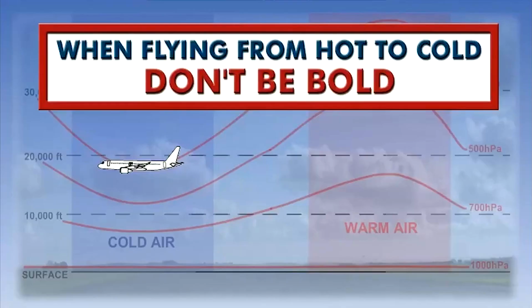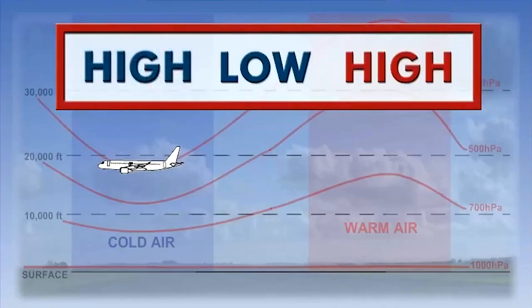There's a saying which is used to remind pilots of this potential problem. When flying from hot to cold, don't be bold, or even more dramatically, cold kills. We can further adapt this to be high, low, high. Flying from high temperature to low temperature, the altimeter will read high. In other words, it overreads the true altitude. We saw the use of high, low, high previously for horizontal pressure changes along a route.